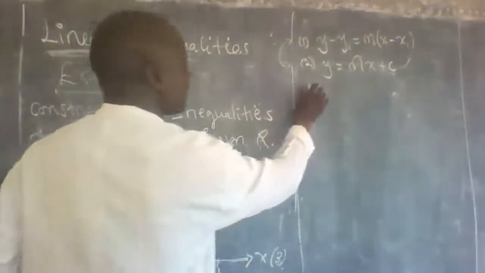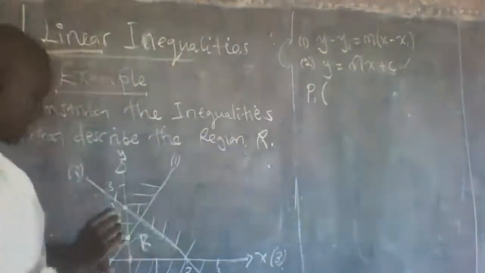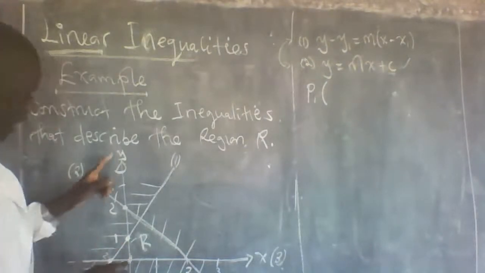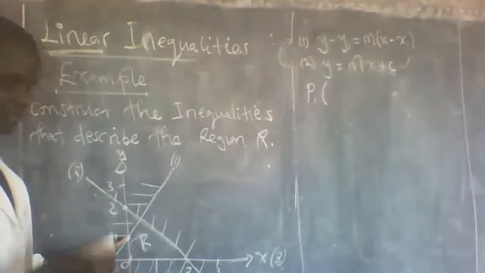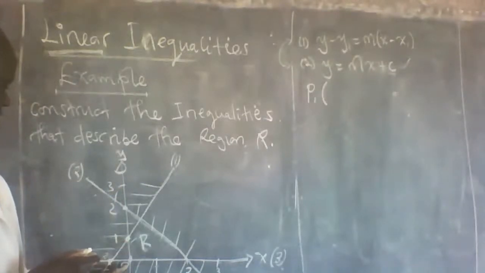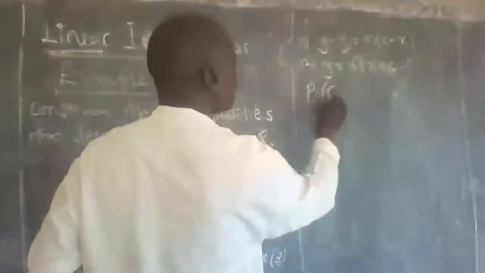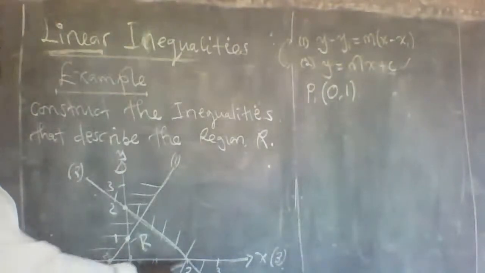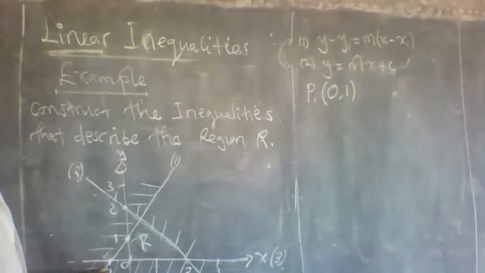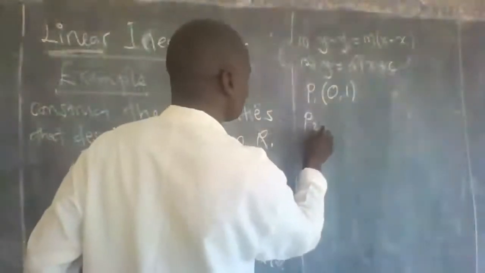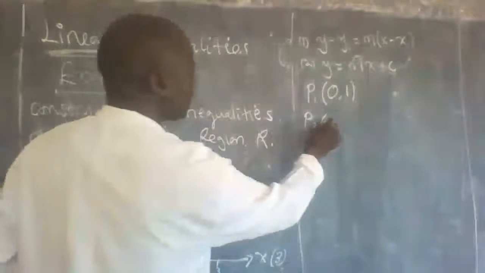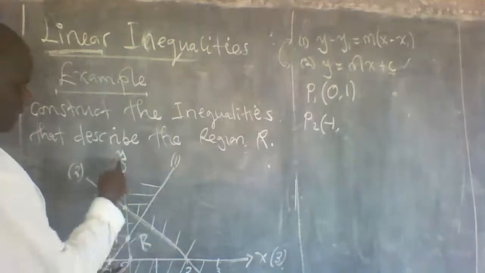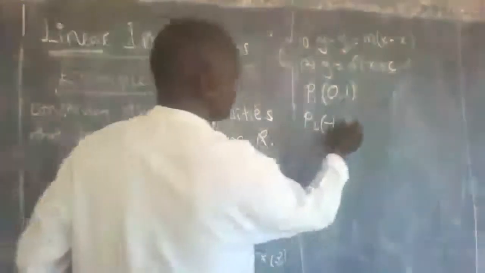So this point, what are the coordinates? The x value is 0. Along the y-axis, the value of x is 0. So at this point, x is 0, and then y is 1. So (0, 1). Point 2, the value of x now is -1, and the value of y is 0. Along the x-axis, the value of y is equal to 0. So these are the points that I have.